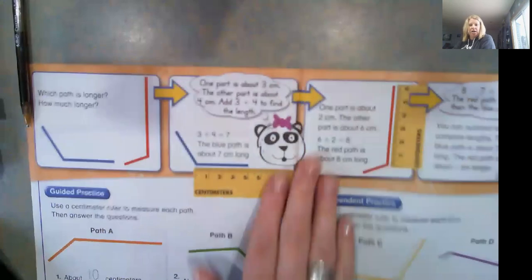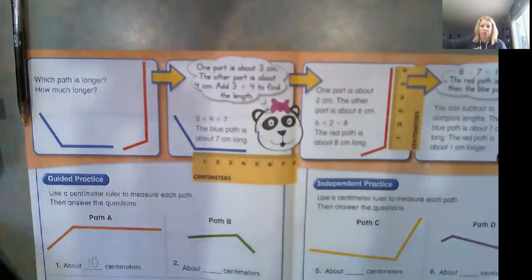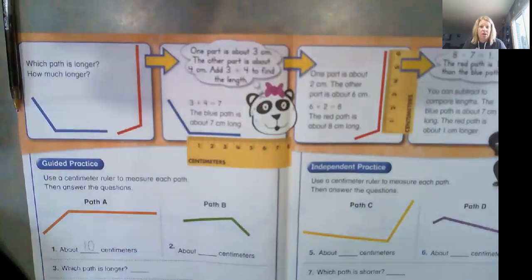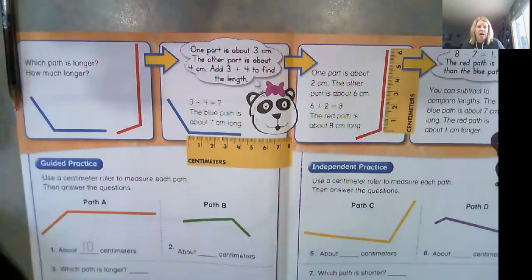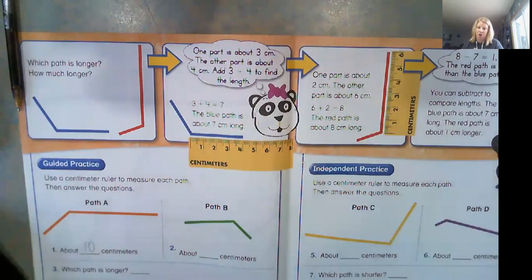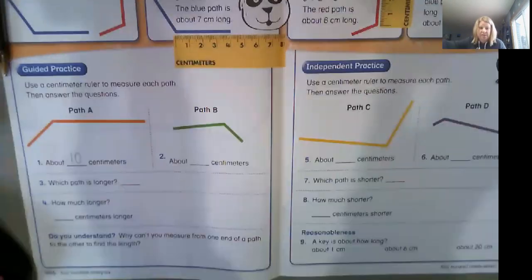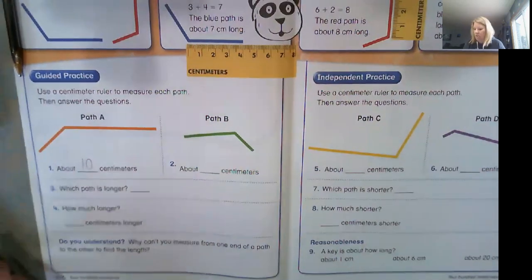All right, so let me get my paper here. And the top of my sheet tells me what Mrs. Montini just told you also. Which path is longer, how much longer. One part's 3, the other part's 4. She adds them together to get 7. Then she measures the red. 6 and 2 is 8. And she compared them and said the red path is about a centimeter longer. So that's exactly what we're going to be doing. It's a very, very simple lesson today, boys and girls.